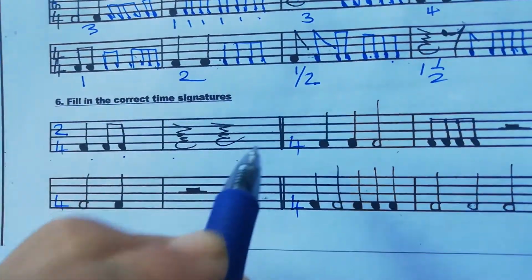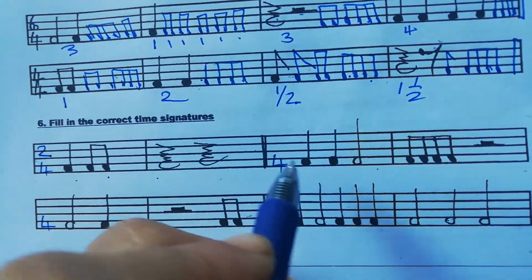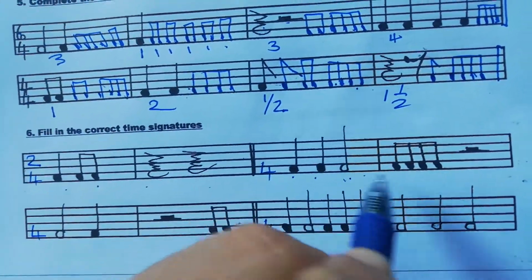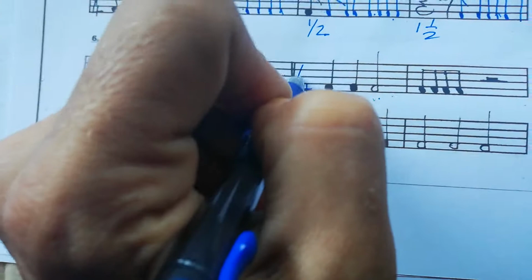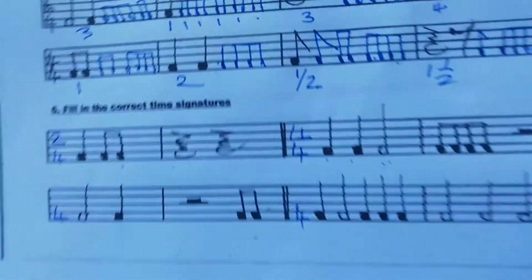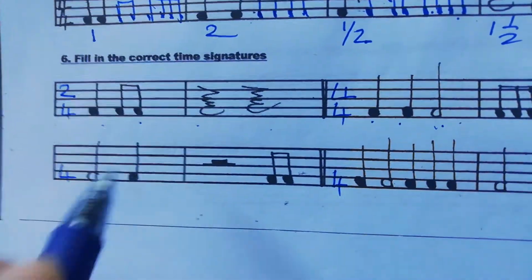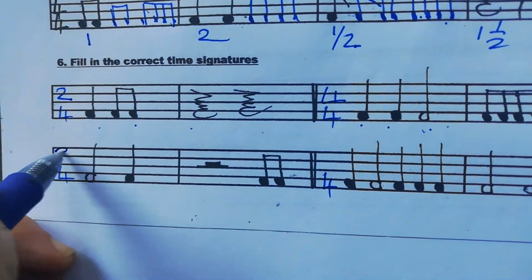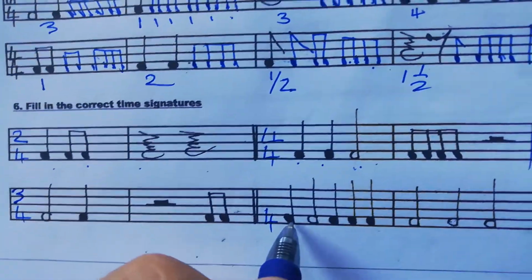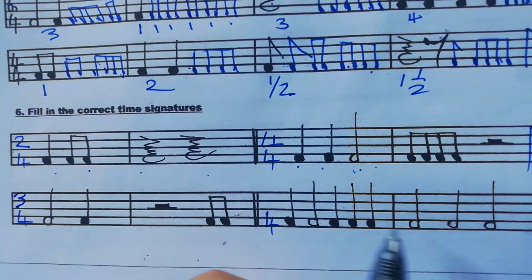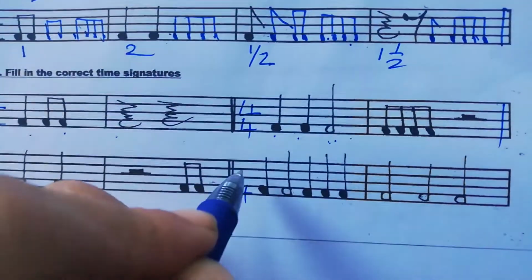New bar line, new time signature. 1, 2, 3, 4. 1, 2, 3, 4. So it's definitely 4 over 4. End of time signature. 2, 3, 2, 3. So it's 3 over 4. 1, 2, 3, 4, 5, 6. 2, 4, 6. Definitely 6 over 4.